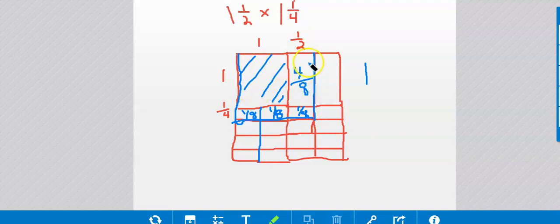Okay, so I already have my whole here. Now I have to add up these eighths. So 4, 5, 6, 7. That would be 1 7/8. So 1.5 times 1 1/4 equals 1 7/8.